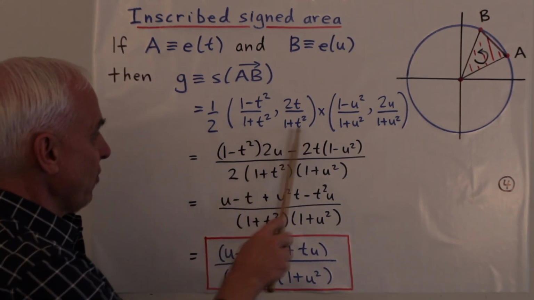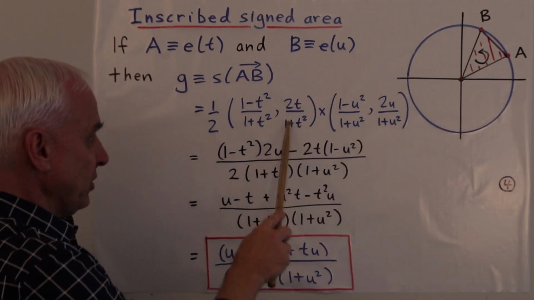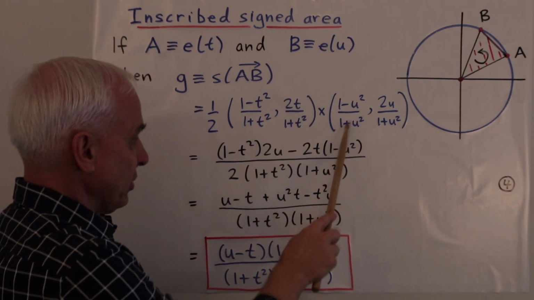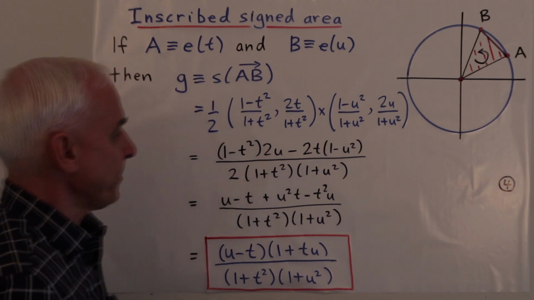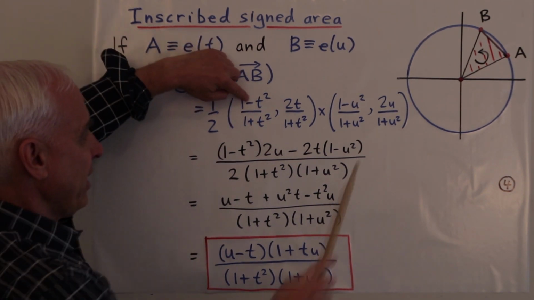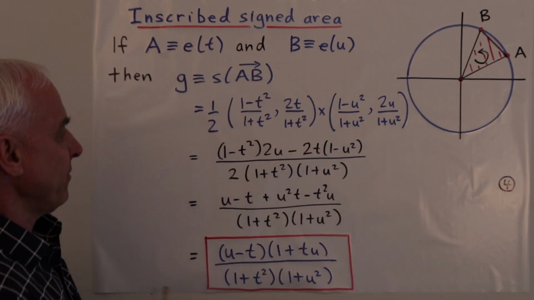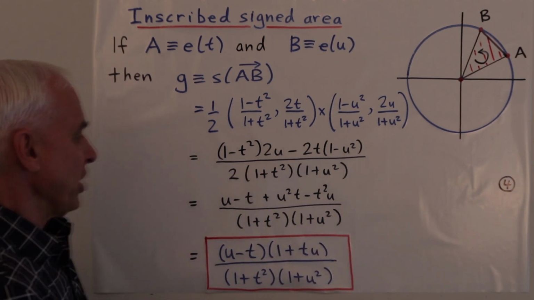So we're just going to take the cross product of the vector (1 minus t squared over 1 plus t squared, 2t over 1 plus t squared) with the corresponding one over here, (1 minus u squared over 1 plus u squared, 2u over 1 plus u squared). And I remind you that that's this quantity times this quantity minus this times this. And there's a half. So when we get a common denominator, we get this expression here.